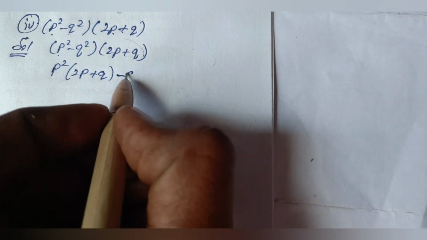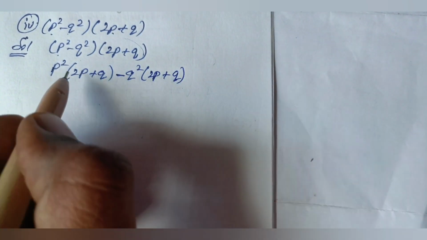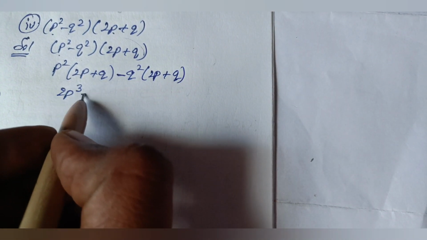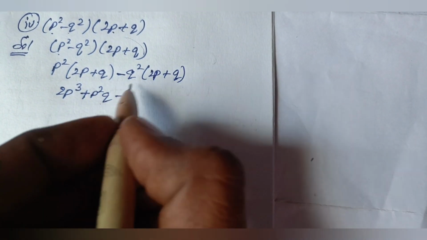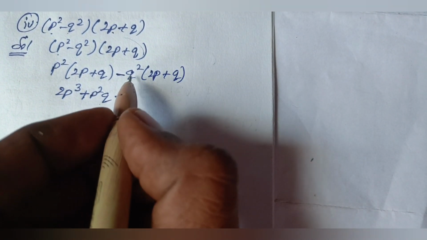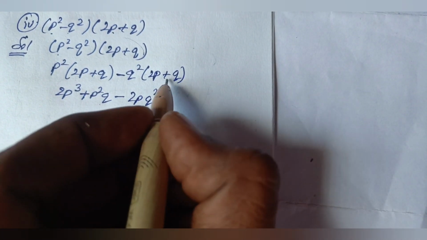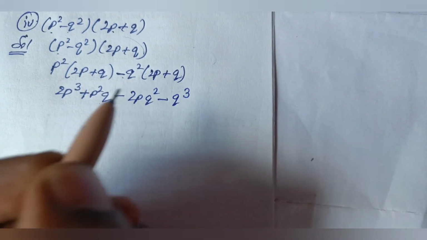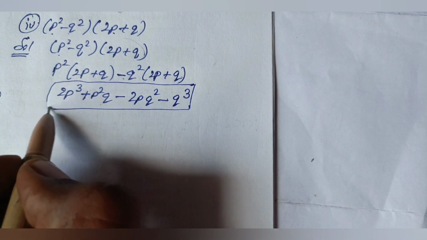So here there is a minus, you can write it as minus as it is, again q square into 2p plus q. Now we will multiply p square into 2p is 2p cube, plus p square into q is p square q, minus as it is, here it is plus, minus into plus is minus, q square into 2p is 2p q square, minus into plus is minus, q square into q is q cube. So this is the answer.